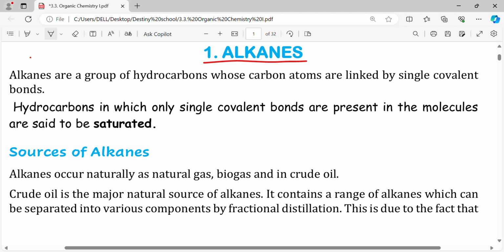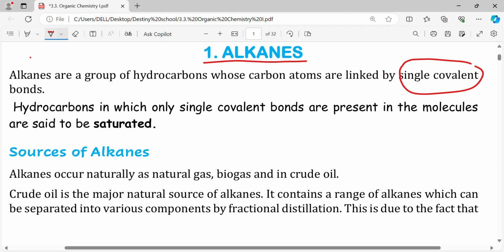You need to know it. Not only is it examined in chemistry paper 2, but also in the practical and in chemistry paper 1. So let's focus on alkanes. What are alkanes? Alkanes are a group of hydrocarbons whose carbon atoms are linked by single covalent bonds.